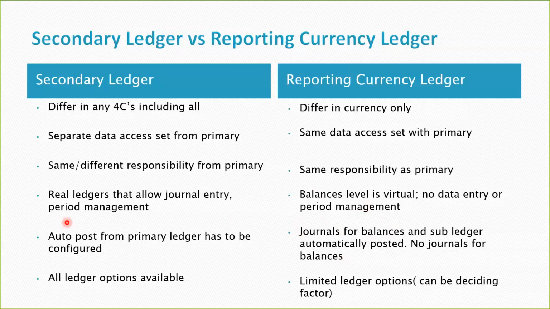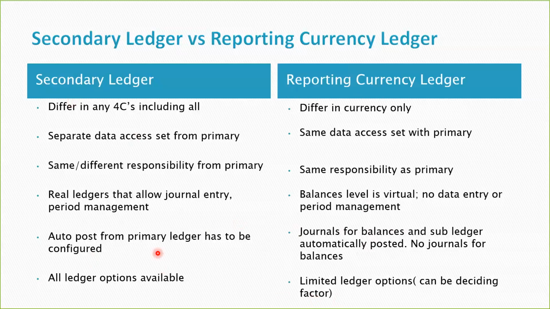Let's look at the last feature on the screen, whereby we say that for secondary ledgers, all ledger options are available, while for reporting currency ledger, we have limited ledger options. And this is where we come back to the thing I just mentioned about the currency. You can create a secondary ledger which differs from the primary ledger only in terms of the functional currency, but that doesn't mean it's the same as a reporting currency ledger. Why? Because a reporting currency ledger will not offer you all the ledger options, unlike a secondary ledger.